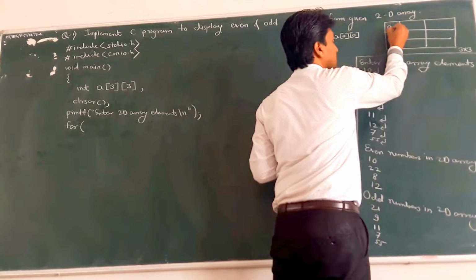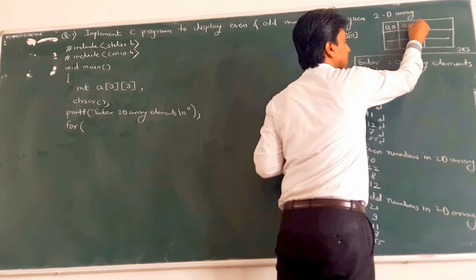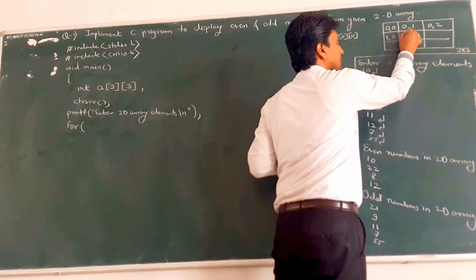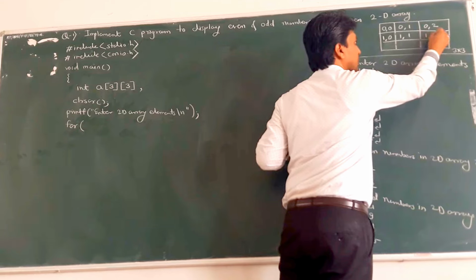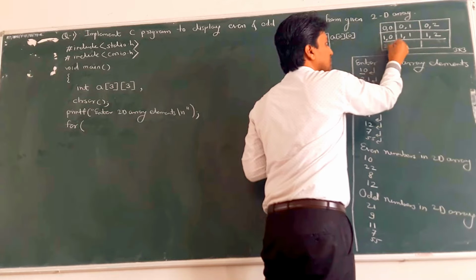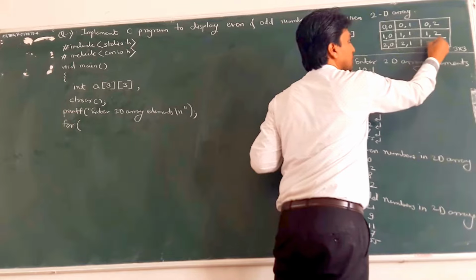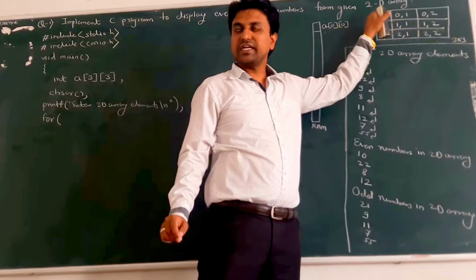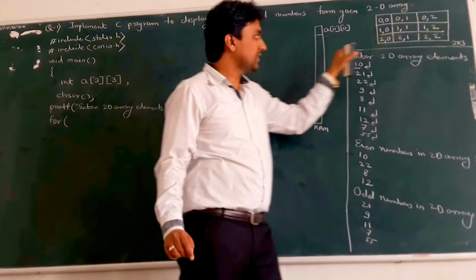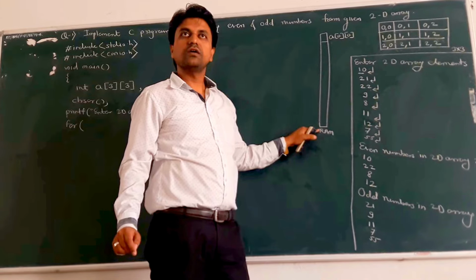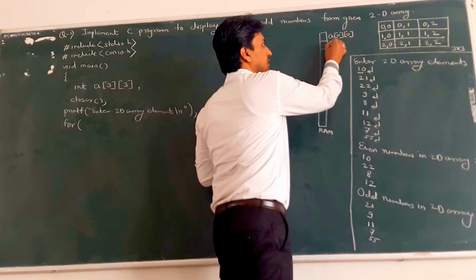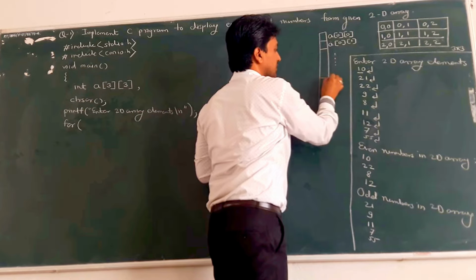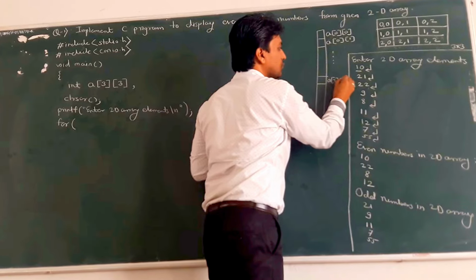The first value is at the 0, 0 location. Second is 0, 1. Third is 0, 2. The second row starts from 1, 0, 1, 1, 1, 2. The third row starts from 2, 0, 2, 1, 2, 2. These are the different indices of that two-dimensional array. This is called the graphical representation of the two-dimensional array, and this is called the memory management of the two-dimensional array. So the first element is a of 0, 0, second is 0, 1, and the last element is saved at a of 2, 2.